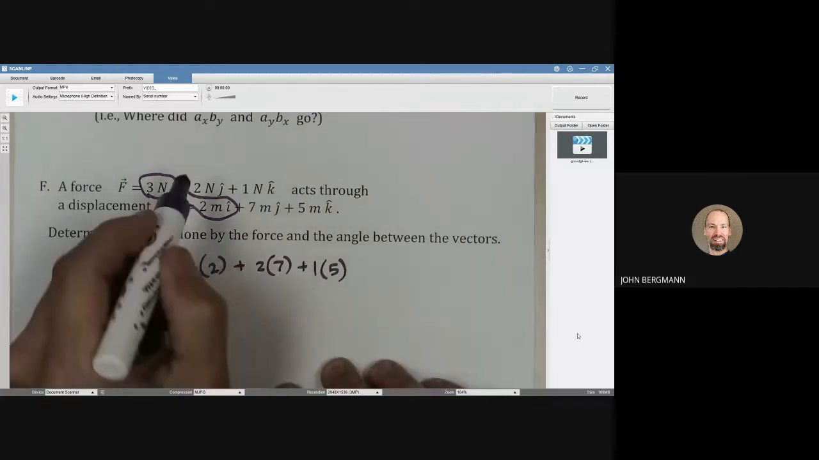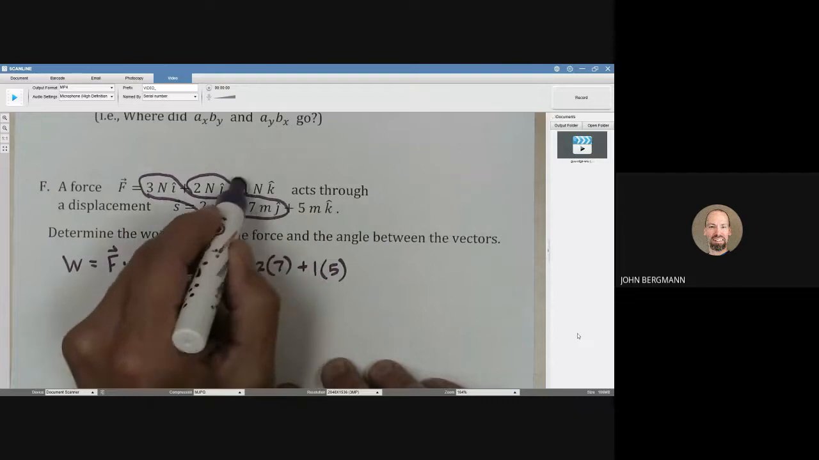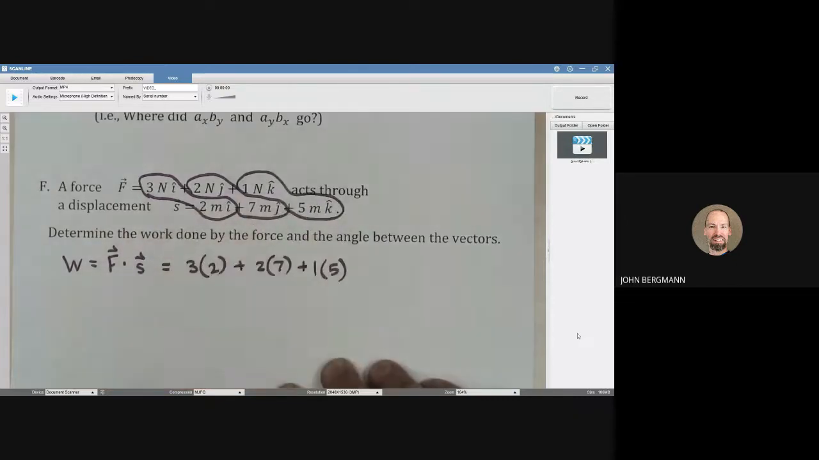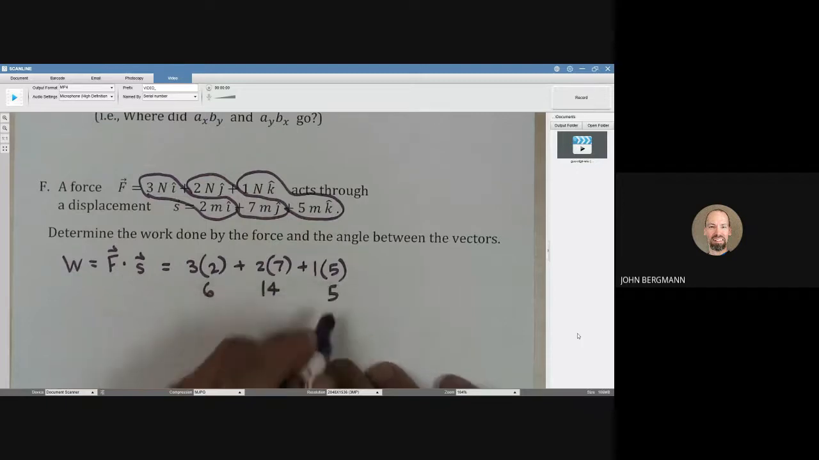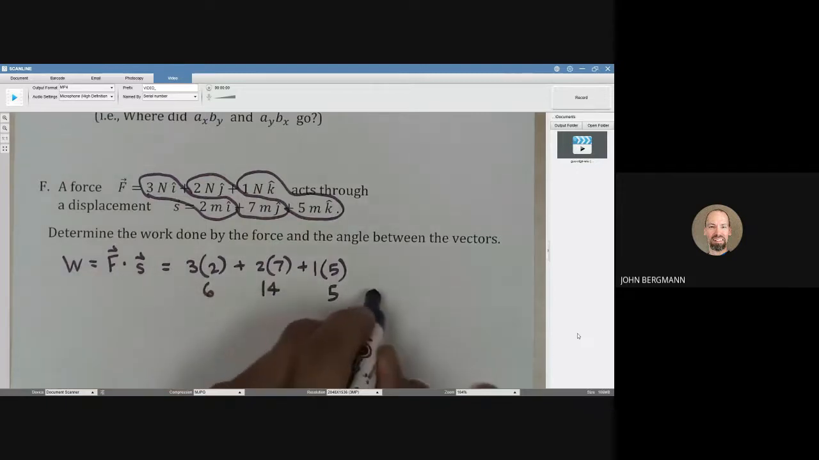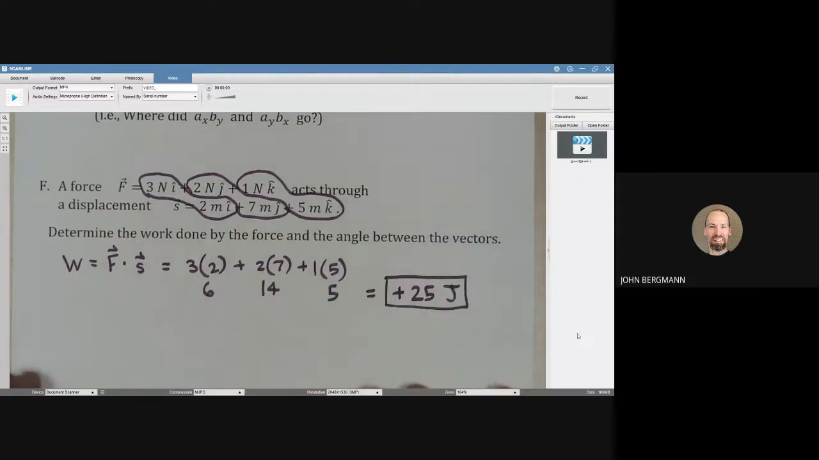Now they're all positive here, so that's kind of nice. There, the j hats go together, and the k hats are multiplied together. So what does that give us? 6, 14, 5. How much is that? 25. And the fact that it's positive, we learned quite a while ago that whenever positive work is done, the speed of something is going to be increasing. That's how you take the dot product if you have two vectors in unit vector form.